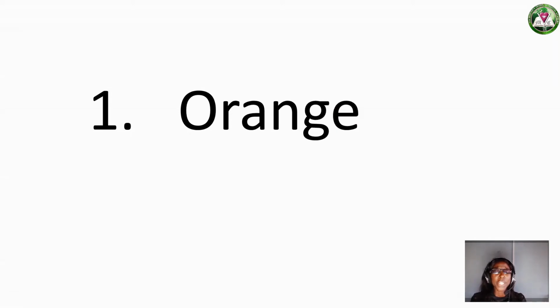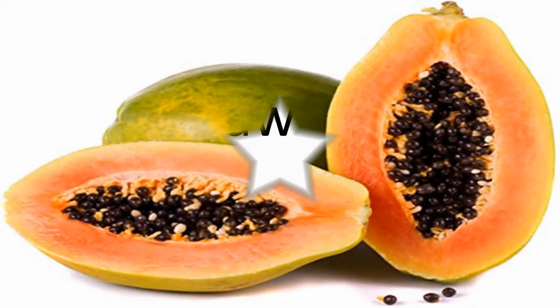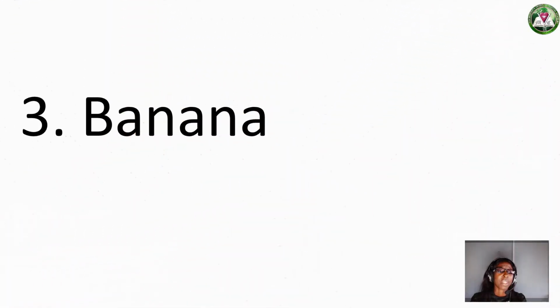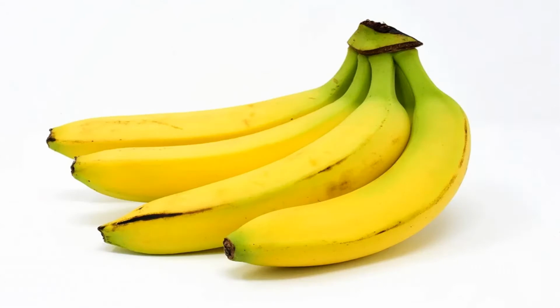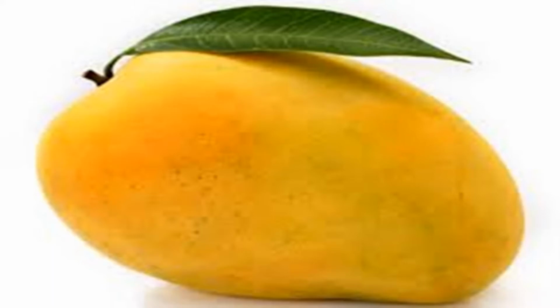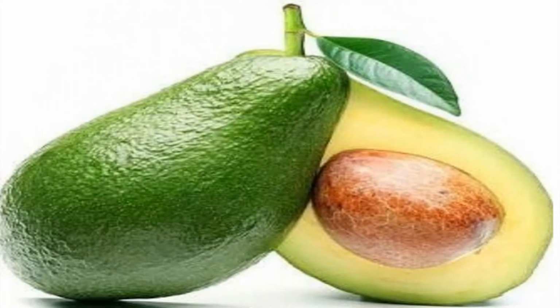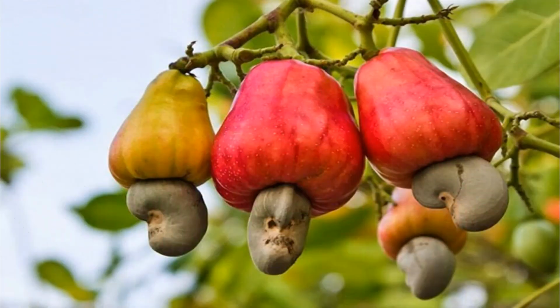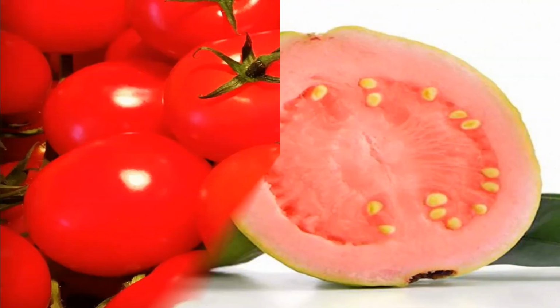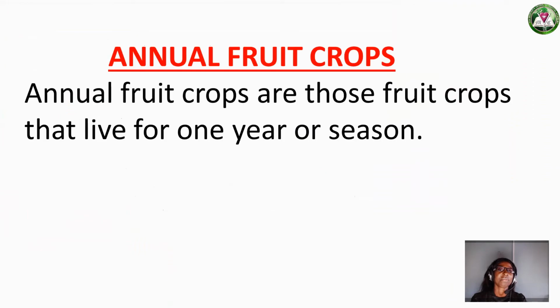Good. Fantastic. You children are making me proud. Pawpaw. That's another fruit crop. We have banana. Banana is another fruit crop. We have mango, coconut, avocado pear, cashew. We have guava, tomato. We have pepper, and so on.